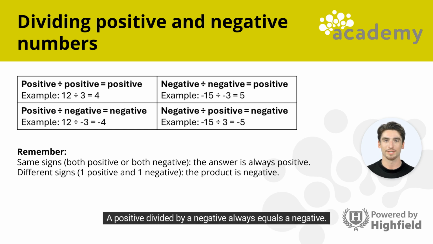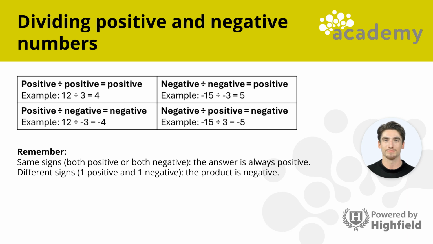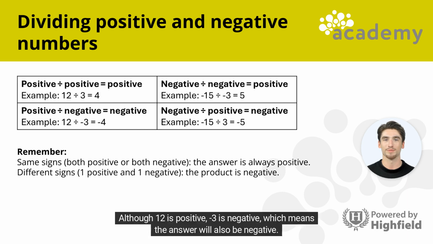A positive divided by a negative always equals a negative. For example, 12 divided by -3 equals -4. Although 12 is positive, -3 is negative, which means the answer will also be negative.